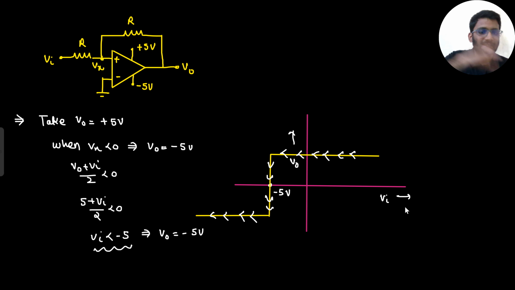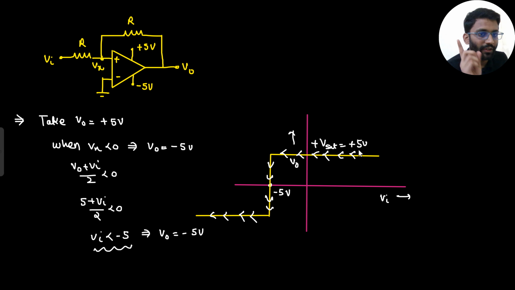So what does this graph tell? This graph tells that if my input is moving from minus infinity to minus 5, my output will be plus V set, that is equal to plus 5 volt. And if my input is moving from minus 5 to plus infinity, my output will be minus 5 volt.